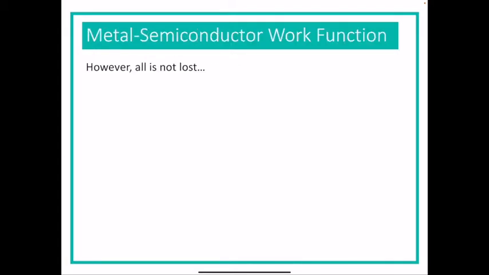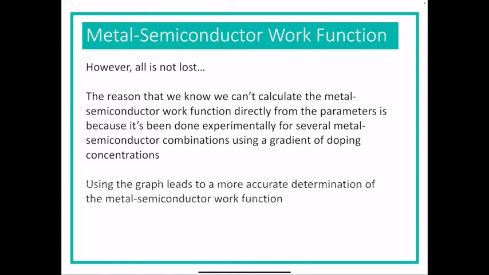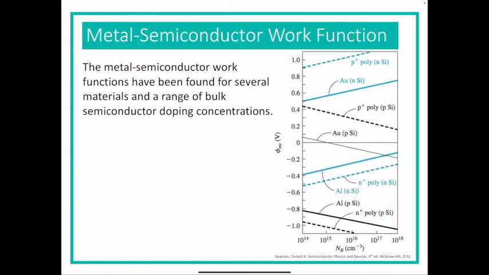But how do we know that those equations aren't correct? I mean, if you can calculate it, how would we really know that they weren't exactly correct? Well, the reason we know is because somebody actually went out and experimentally found these things. And we have a graph that can be very quick and easy, rather than looking up all of the different values. There's a graph that gives the metal-semiconductor work function for different types of doping concentrations.